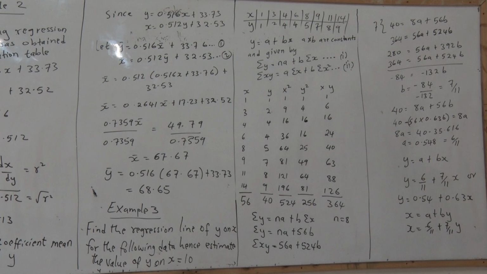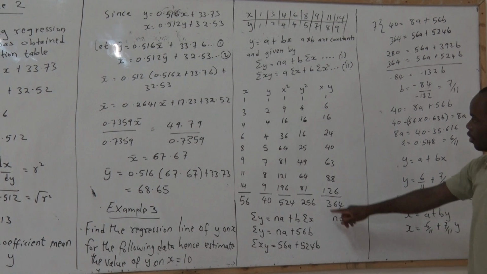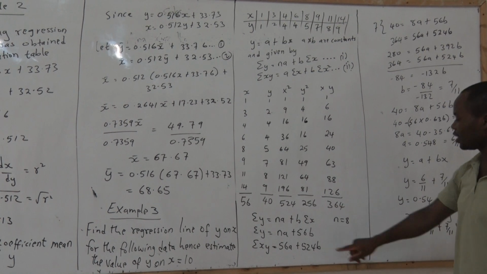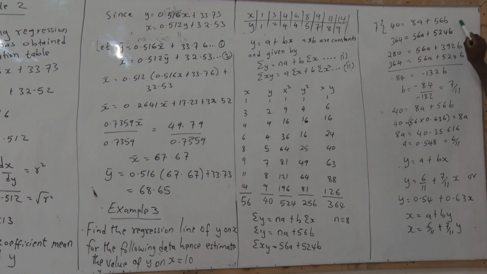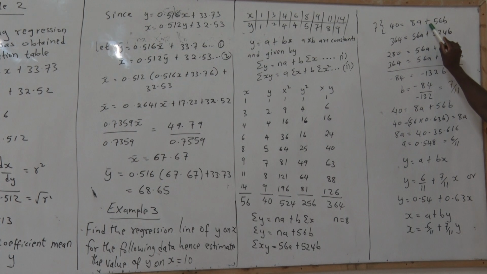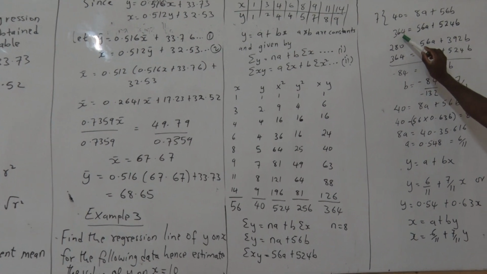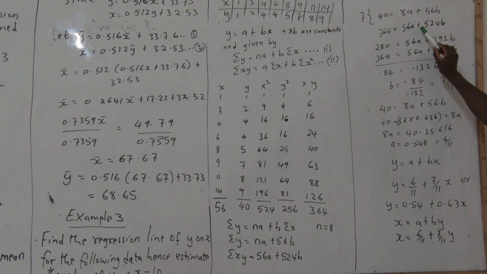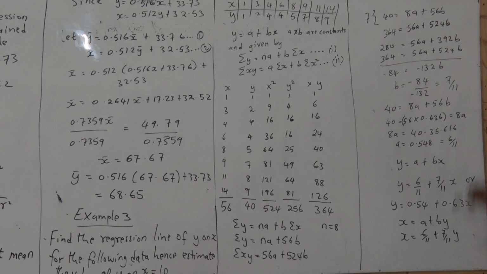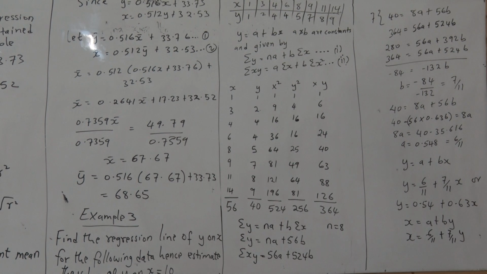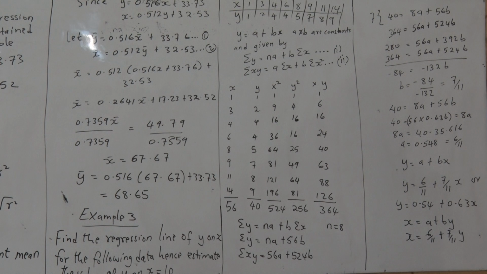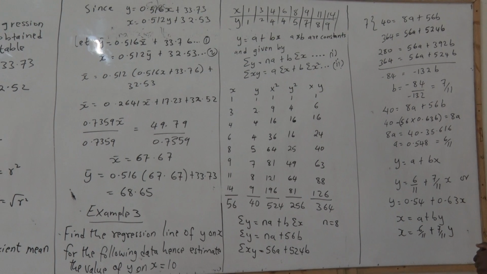524b. So therefore, you realize that this equation here and this give us two sets of linear equations. So 40 is equal to 8a plus 56b, and 364 is equal to 56a plus 524b. Then we need to solve for the value of b. In order to do that, we can use the elimination method or the substitution method. But for simplicity, I'll do the elimination method.